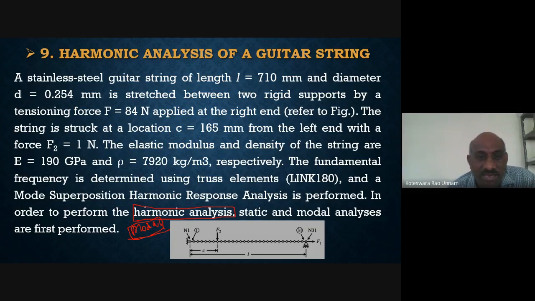Then in harmonic analysis, the important thing is that our exciting force is F2. If the frequency of this exciting force matches the natural frequencies of this guitar string, then there may be a resonant condition, and the response is going to be very large. That's what we need to analyze, so that's why we need to carry out the modal analysis also.